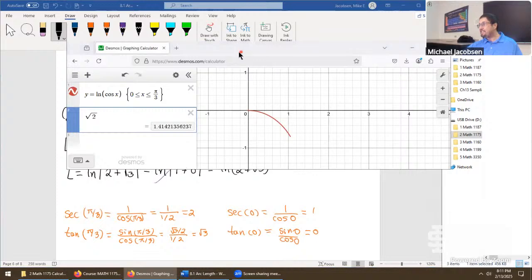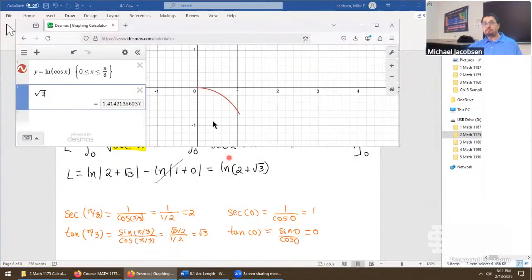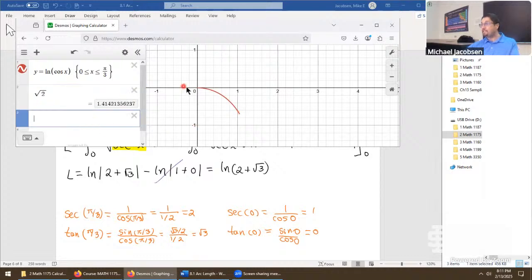And here, then, is the moment of truth. That expression is supposed to be the exact arc length of this curve. We approximate it pretty crudely by taking the diagonal, which is square root of 2. So this is how close we got. Natural log 2 plus square root 3 is very close.